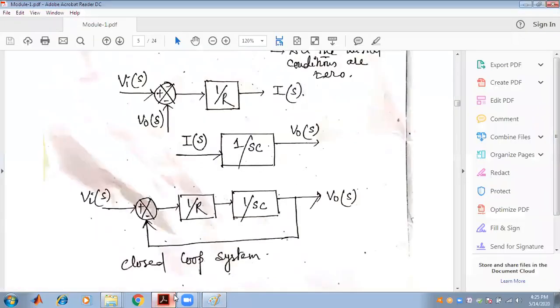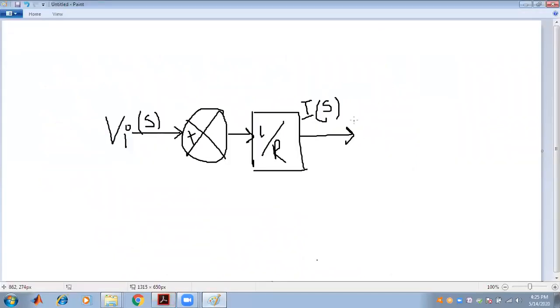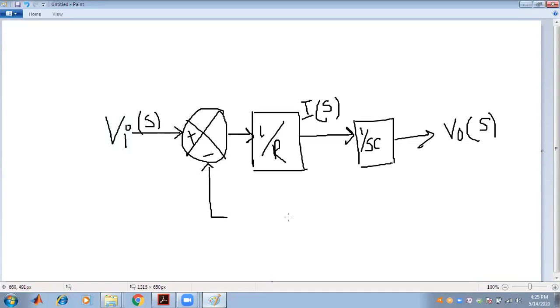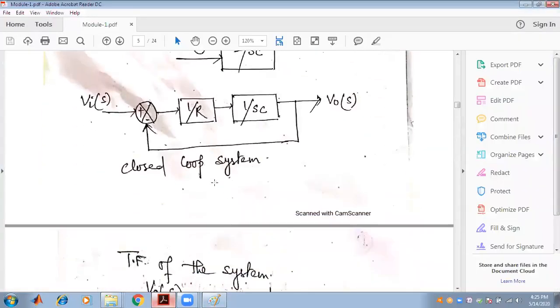Now from the second part, when Is is multiplied by 1 by Sc, we get the V0S. And now we are taking a feedback from here to here to make a closed loop system. That we have done, a closed loop system.